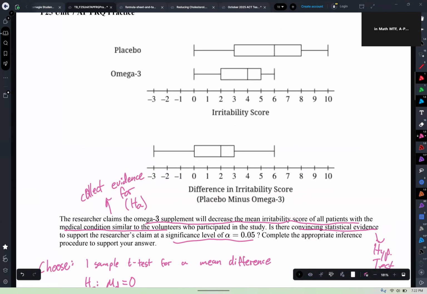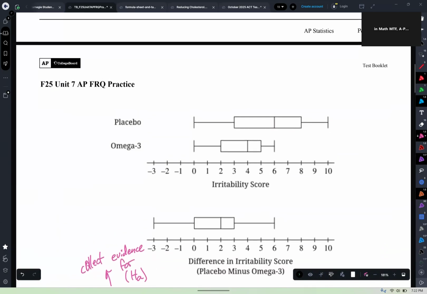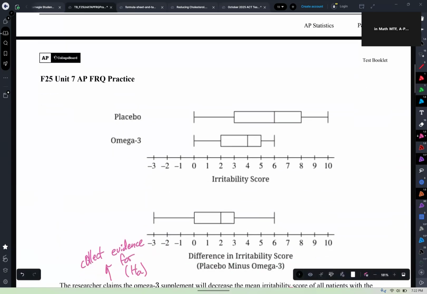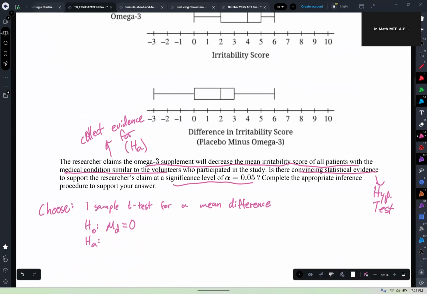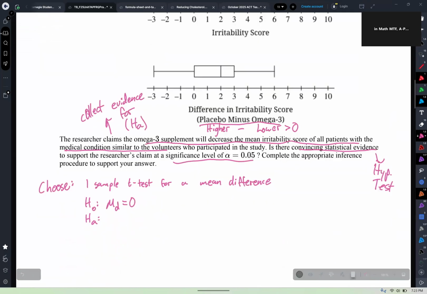Okay, because it's versus a placebo, right? And so a lower score is better. So placebo minus omega-3. That means the irritability score for placebo needs to be higher. The omega needs to be lower. And so if I take a higher minus lower, it needs to be greater than 0. Okay.